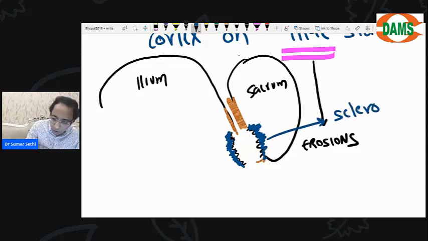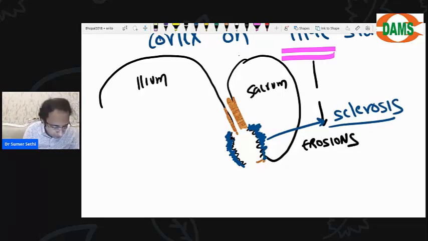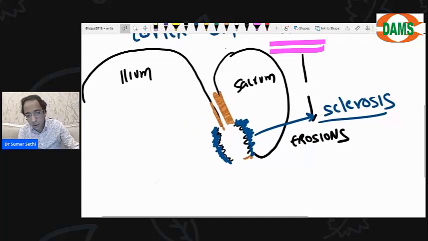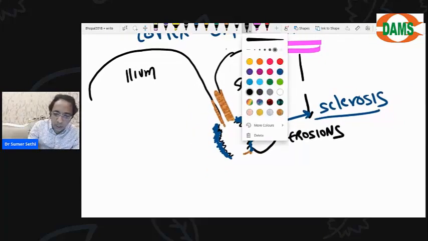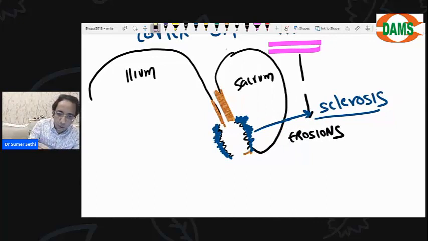Now you need to tell me, in rheumatoid, we only had erosions. In ankylosing spondylitis, we have erosions with sclerosis. Can you think of a reason and tell me why it is happening? We never had sclerosis in rheumatoid arthritis. Why do you have it in ankspons?